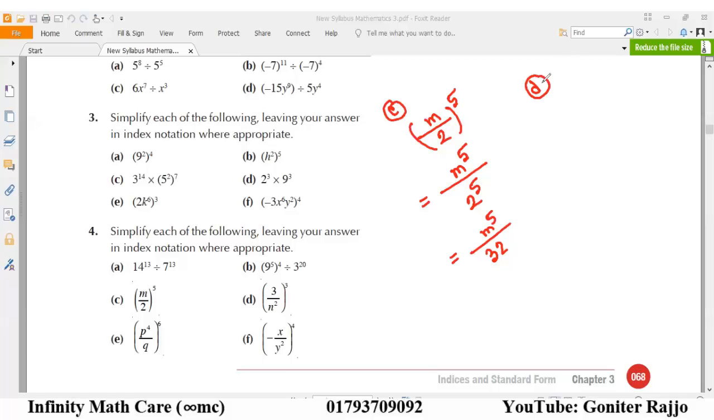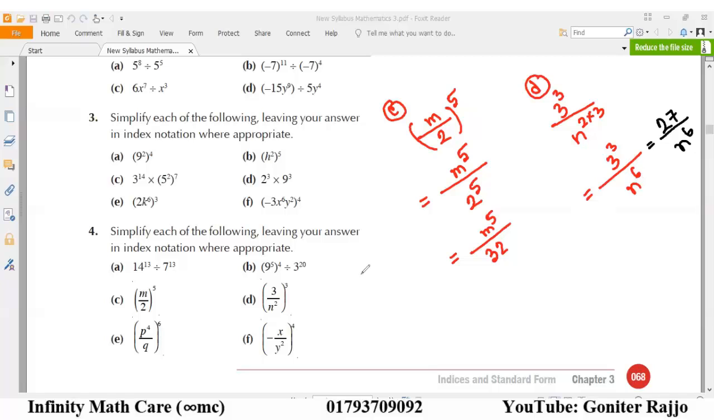Number D. Number D, same way, (3 by n square) cube. So 3 cube, that will be 3 cube. Okay, and (n square) whole cube, that means n to the power 2 multiplied by 3. So what will be our final answer? We can keep our final answer in the way, 3 cube divided by n to the power 6. Or finally we can write 3 cube, that represents 3 3s are 9, 3 9s are 27, by n to the power 6. So both ways we can keep our answer.